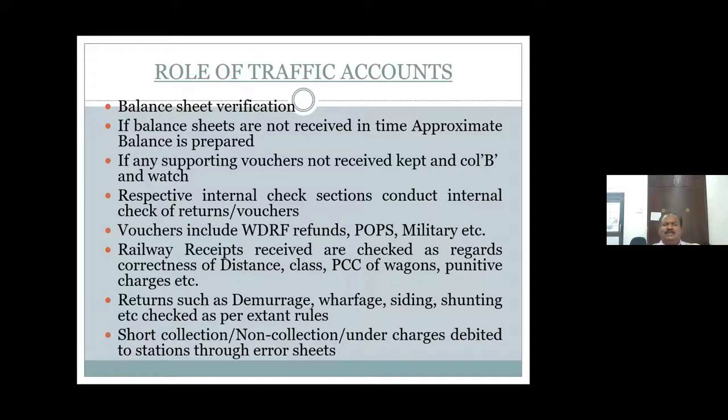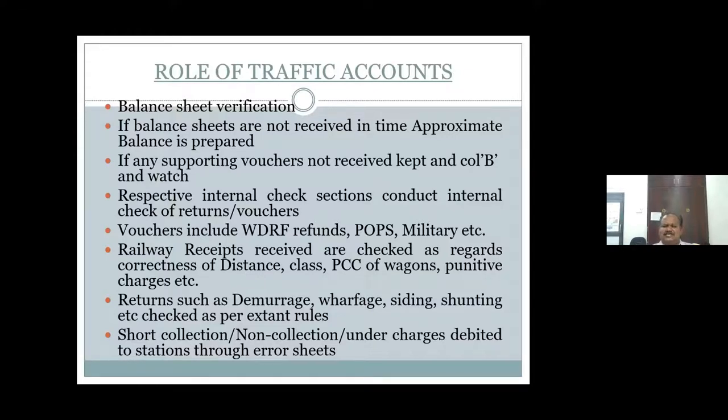WDR, WDRF means wagon demand requisition fee. POPS means payer recovery patient. These are all the expansions you may get in the starter process. Wagon demand requisition fee, WDRF, full form. Please note down. And also POPS, that is payer recovery patient.